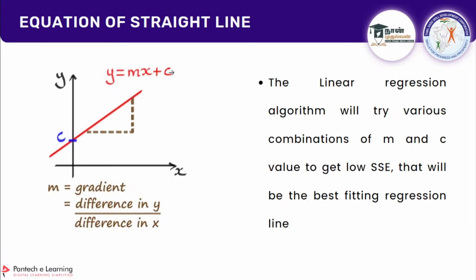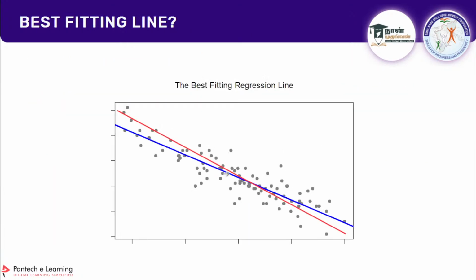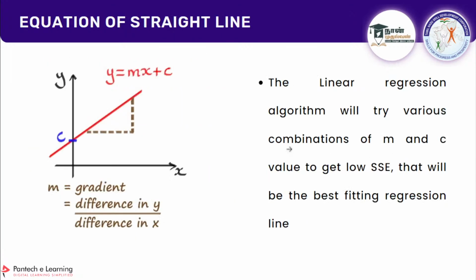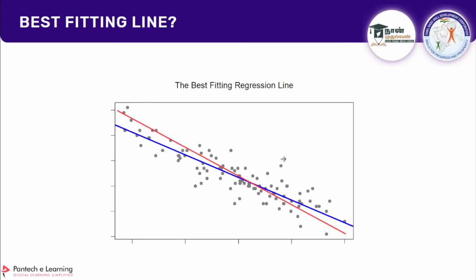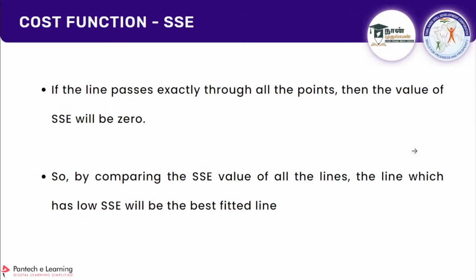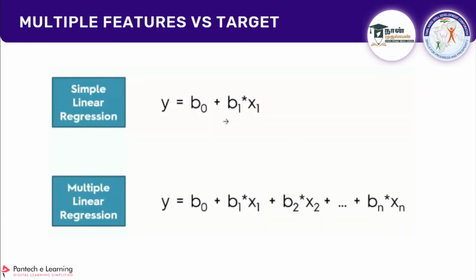What is the c value? It is the y intercept, which means the value of y at the place where the line passes through the y axis. If it is 2, you substitute the value as 2. So the algorithm will try to fit many lines with various combinations of m and c values. If you change the values of m and c, you get a different line. Or if you draw a different line, the values of m and c will be different. The one which has the lowest SSE will be the best fit. This is done with the help of the algorithm itself. You don't have to worry about it. This is what is happening behind it.